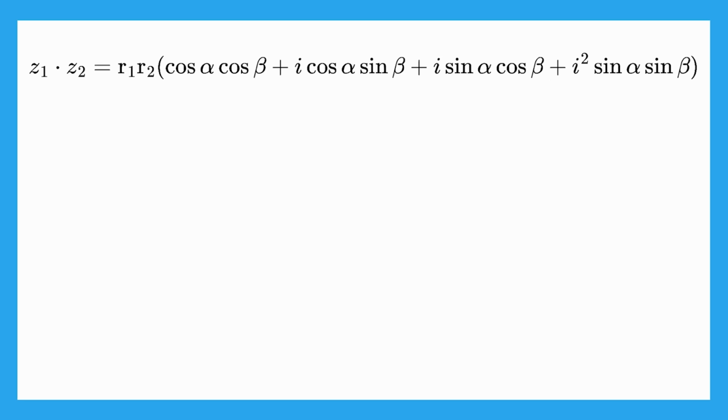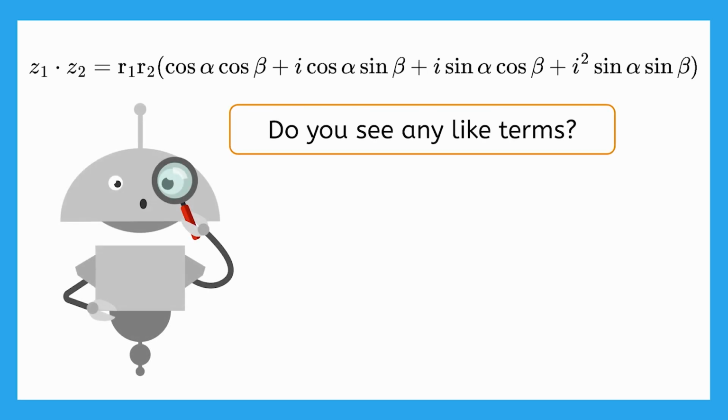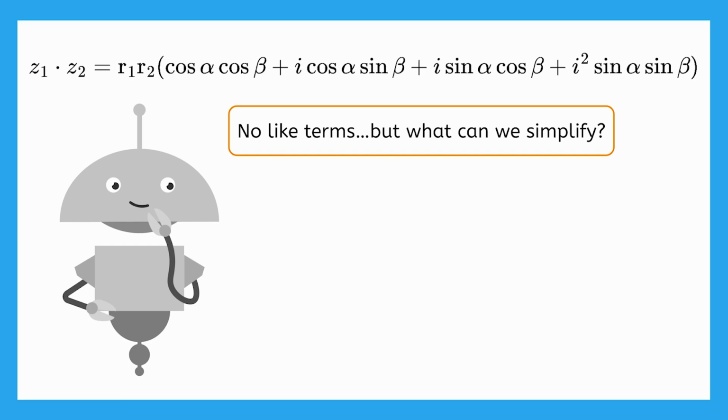Normally, after binomial multiplication, we are able to combine like terms to simplify. Do we have any like terms here? No. Since our angles alpha and beta are different, we actually don't have any like terms to simplify, but there is something we can simplify. Do you know what it is?